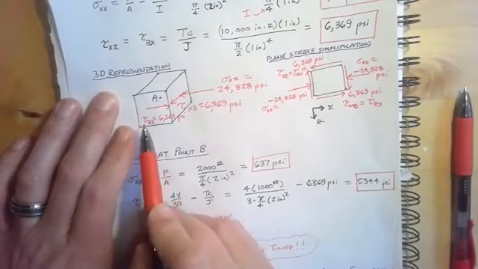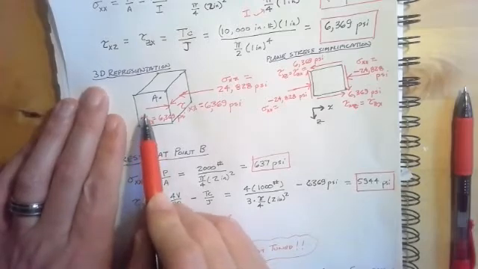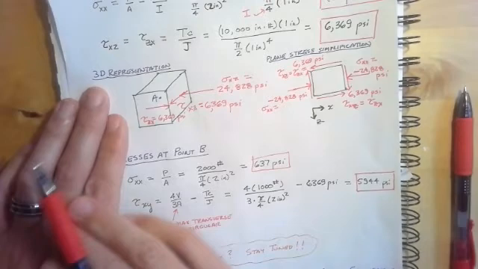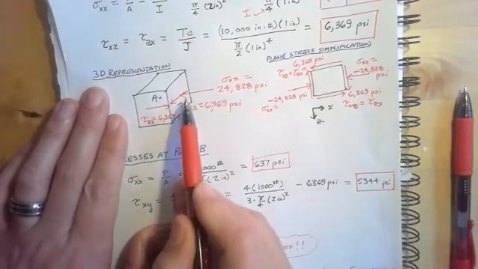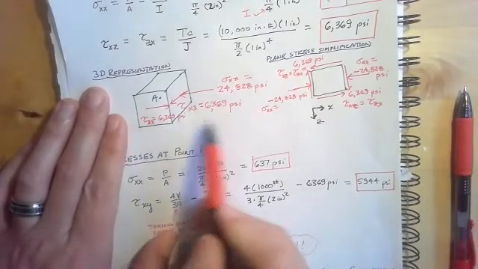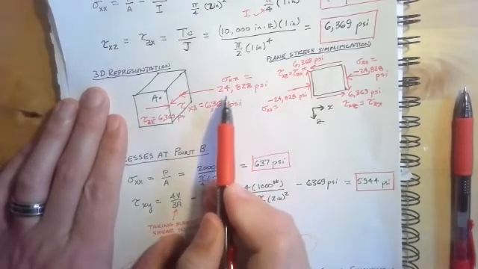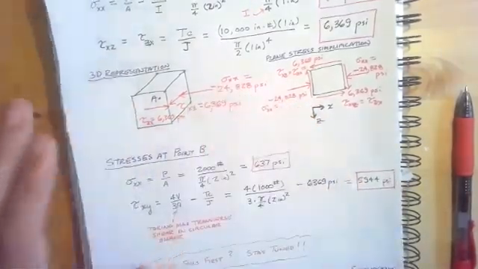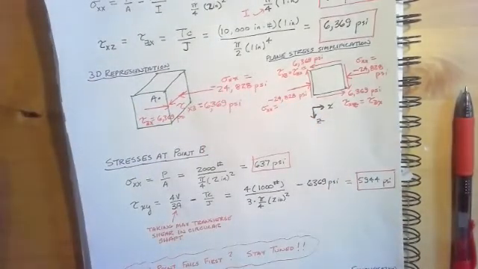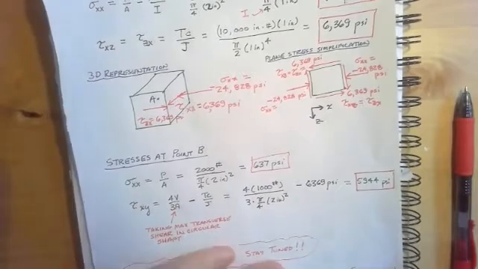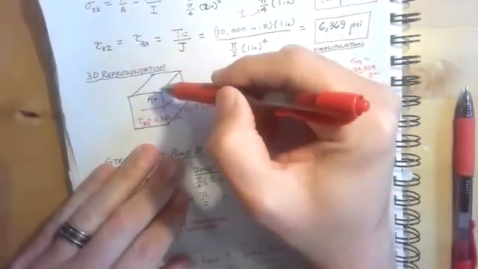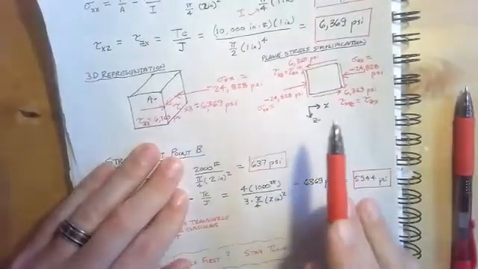So if I was to represent this on a 3D element, I'm going to only draw one side of the element. So the stresses here, tau Zx would be 6,369 PSI, tau Xz would be the same thing, it would be 6,369 PSI. And then sigma XX is negative 24,828 PSI.